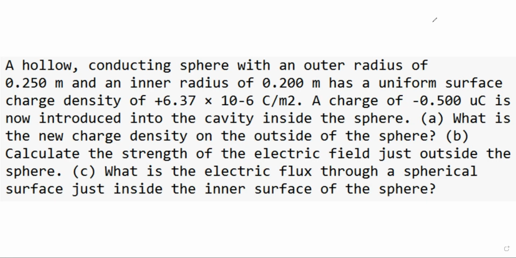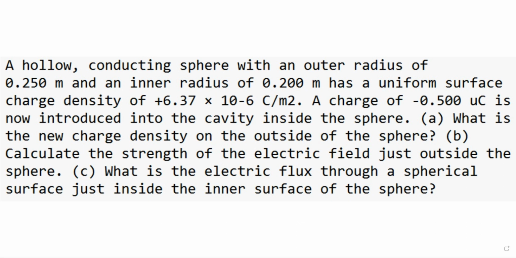Hello, another problem. It has to do with your Gaussian surface. And in this particular problem, we're going to be talking about the conducting sphere. So a hollow conducting sphere with an outer radius of 0.250 m and an inner radius of 0.2 m has a uniform surface charge density of plus 6.37 times 10 raised to negative 6 coulomb per square meter. A charge of negative 0.5 microcoulomb is now introduced into the cavity inside the sphere.